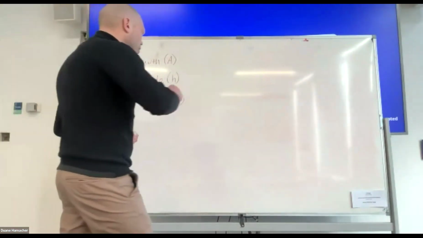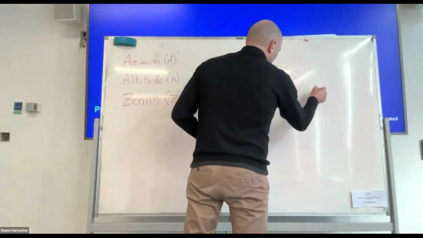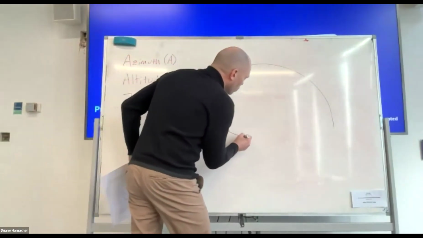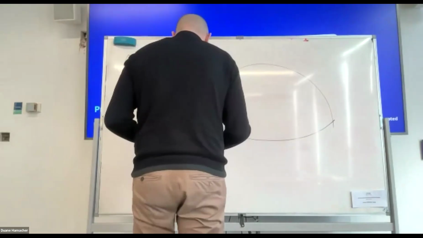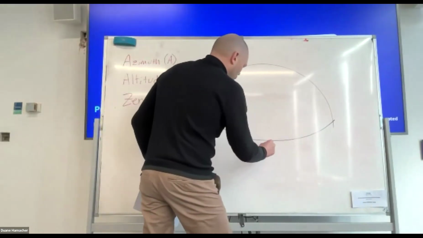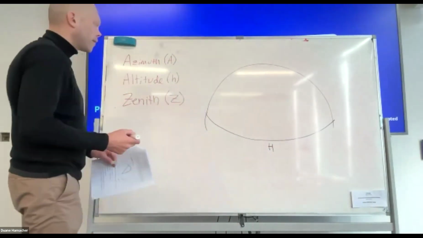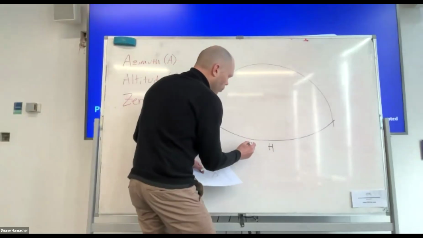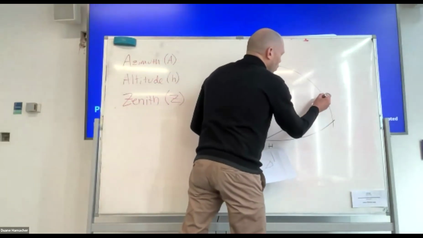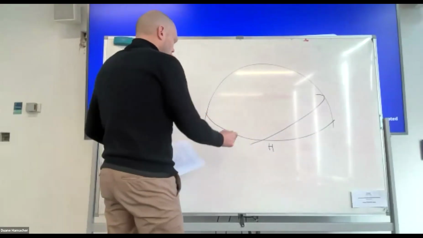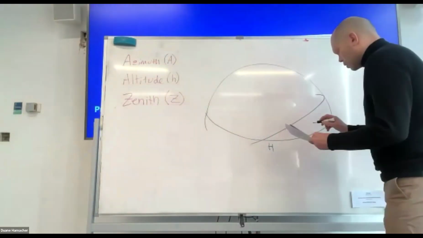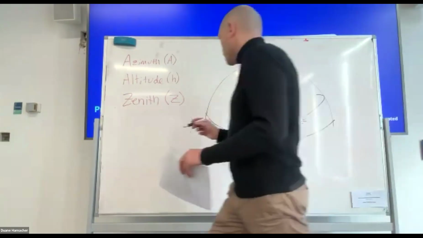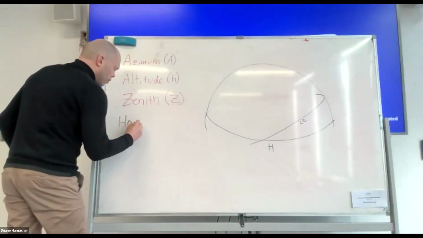Let's start to look at what this actually is. I'm going to try to do the best I can at drawing this, make sure I get this right. So we're going to call this the horizon, right? This is the horizon here. We're going to call this the celestial equator, CE, just for short. So H, the horizon.